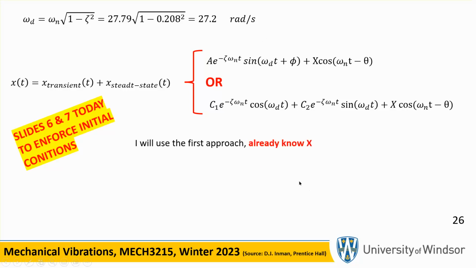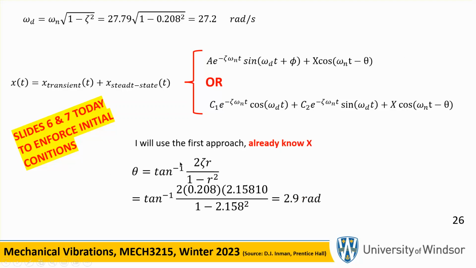So I already know X. I will use this approach. Let's find the theta first. We have a formula for it. Plug it in, you get 2.9. And I'm really sorry about this omega n. In the lecture, I fixed it, but because this recording was done before the lecture, I ran into this issue. I'm going to fix that in a minute.